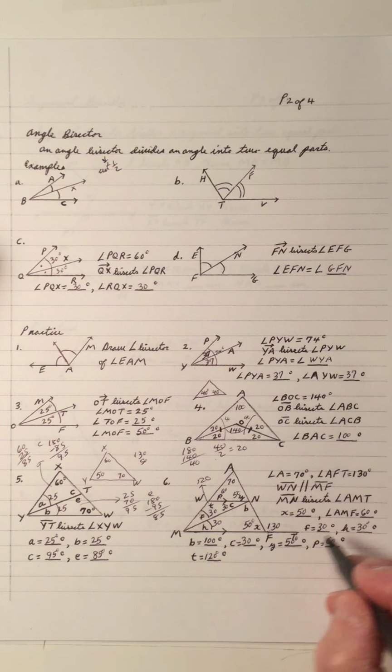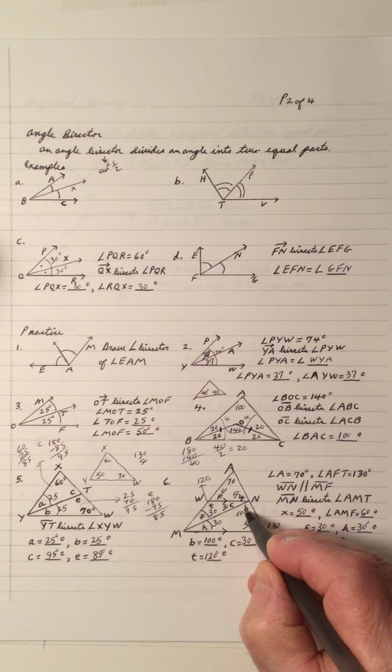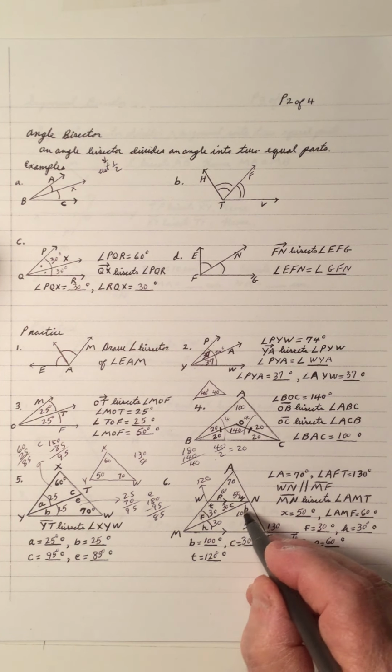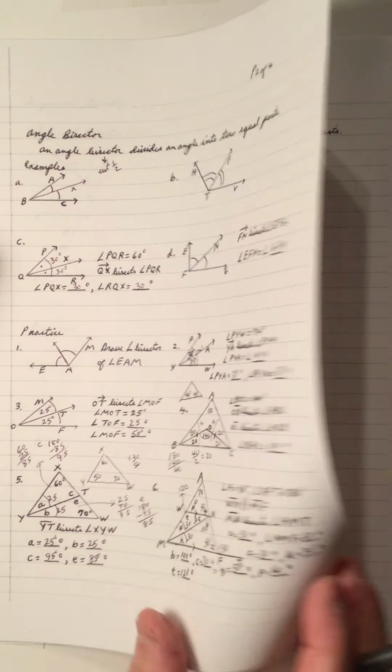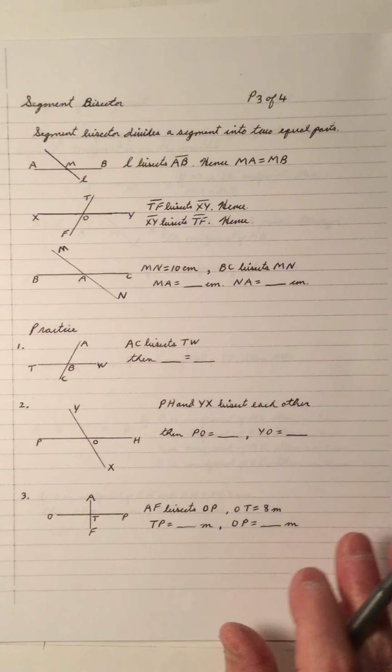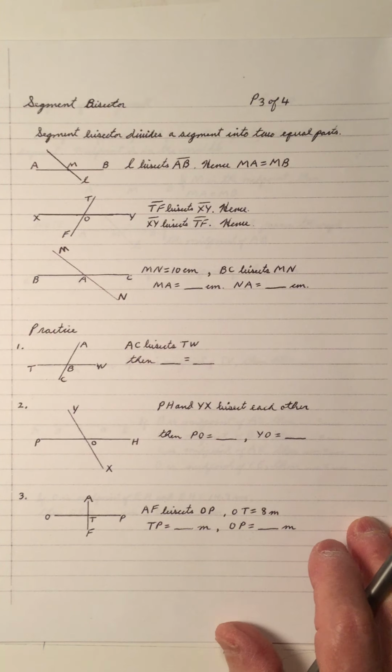B is, what did I say B was? 100. So we put 100 there. 100 plus 50 plus 30 is 180. So everything gels. Okay, angle bisector. Now we have a segment bisector. A segment bisector divides a segment into two equal parts.